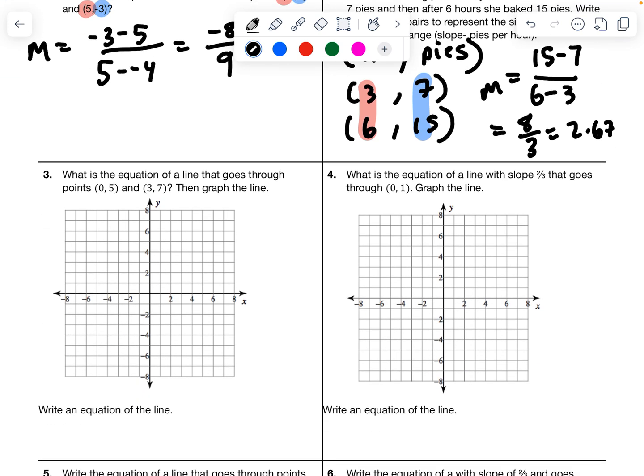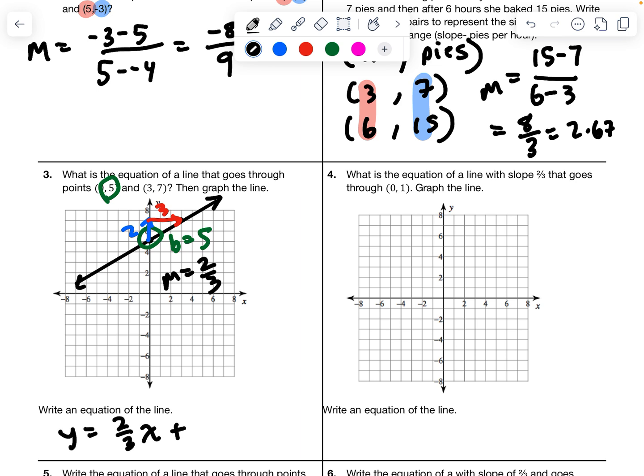Okay, so this one's a little different. This one says, what is the equation of the line that goes through points (0, 5) and (3, 7)? Well, I can graph that real easily. Those are my two ordered pairs. Next thing, all I need to find the equation is slope and y-intercept. This is my y-intercept right here, b equals 5. Now I just need to find my slope. It goes up 2 and right 3. So this is very similar to what we've been talking about. So my equation is 2/3 x plus 5.